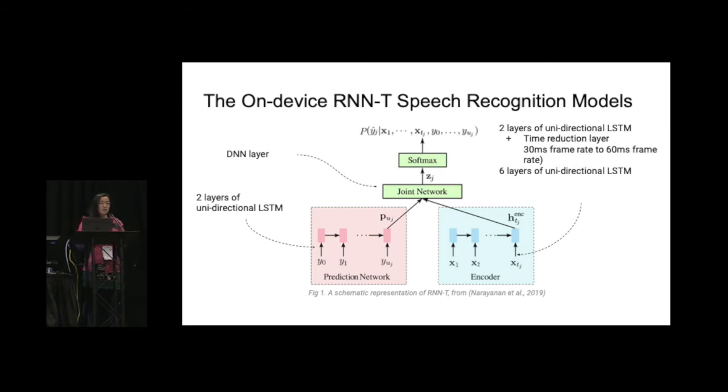And you train them by concatenating the upper layer output into a joint network and then put it into a softmax. So then you can predict the next label. The model that we use is basically 8 layers of LSTM as a baseline model in the encoder, 2 layers of LSTM similar to the language model just presented, and the joint layer for us is just a simple DNN layer.